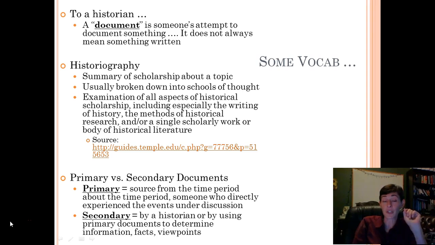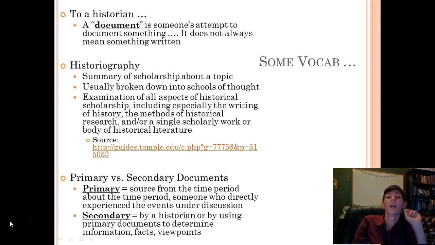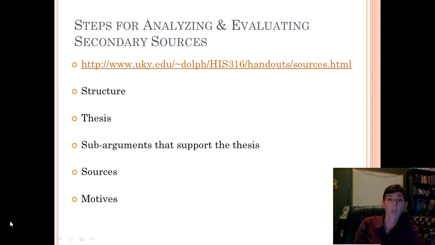A secondary source is a historian. It's not a textbook. Your textbook is not a secondary source. I don't care what they tell you, I don't care who tells you that. That is total BS. No. A textbook is a tertiary source. It is three times removed. They use the work of historians to develop their content. So a secondary source is by a historian, or it's produced using primary sources. They use those documents and sources to determine information, facts, and viewpoints about an event or person or place in history.